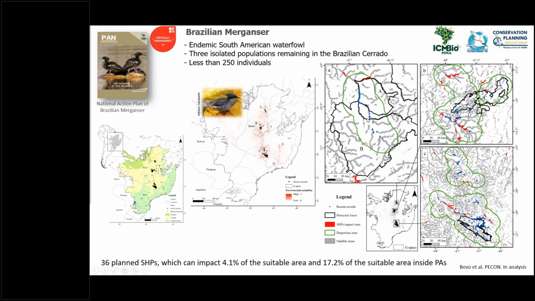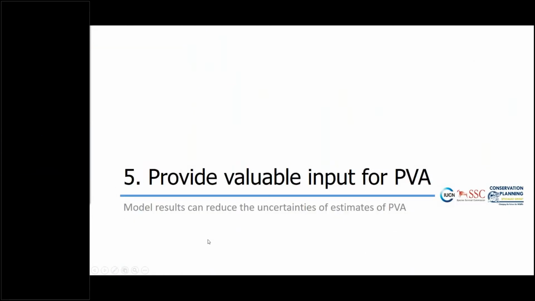And we used this model to evaluate the impact of small hydroelectric power plants in the suitable areas for the species. The results just reinforce the importance of including the SDM for the species in the environmental assessment studies. So this is one more example of the model used to evaluate impacts over the suitable area. My last example is the SDM used to provide valuable input for the population viability analysis.